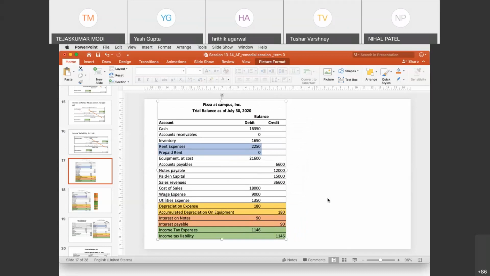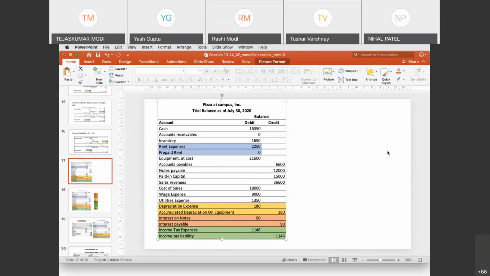Yes. So cash, everyone agree upon this? What is cash? Asset, sir. It is a current asset. Asset. Very good. What is accounts receivables? Asset. Can someone explain what is accounts receivables?